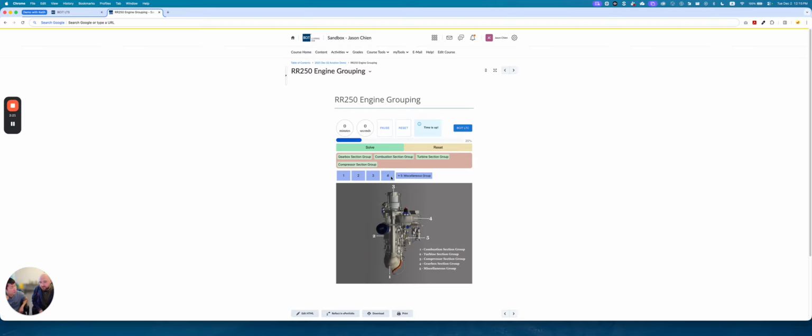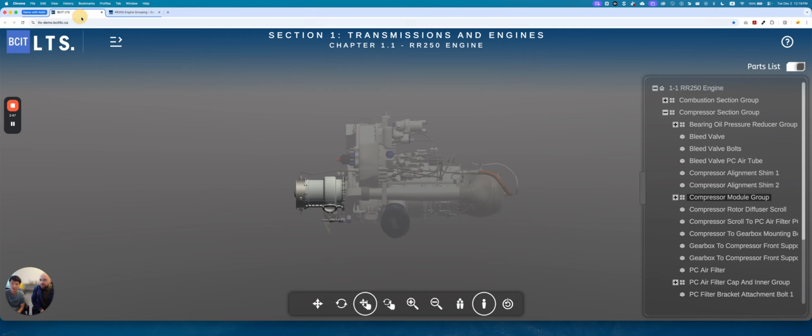Great. So that's the best thing about it, probably. Thanks for sharing that, Keith. And now in a different scenario, let's imagine students require more immersive learning for the R250 engine. Please let us know how the LTS software can help students accomplish an immersive learning experience in the R250 engine. Yeah, absolutely.